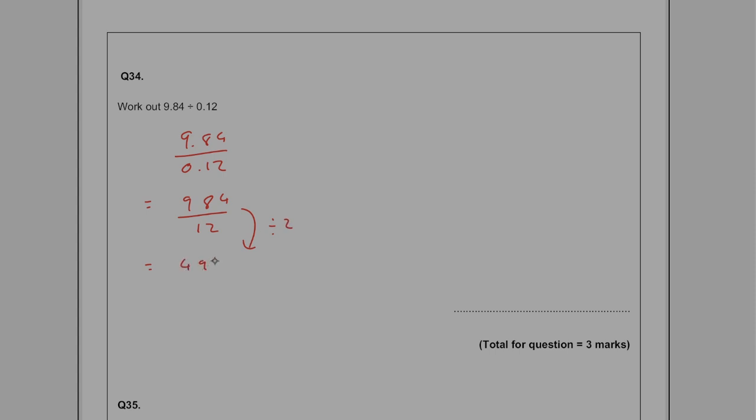So 492 divided by 6. I think we could do it by 3, but I'm actually going to do that division now. So 6 into 492. 6 goes into 49 fully 8 times with 1 left over, and then 6 goes into 12 fully twice, so we're looking at 82. So 82.